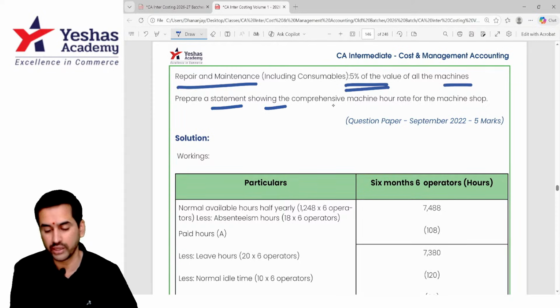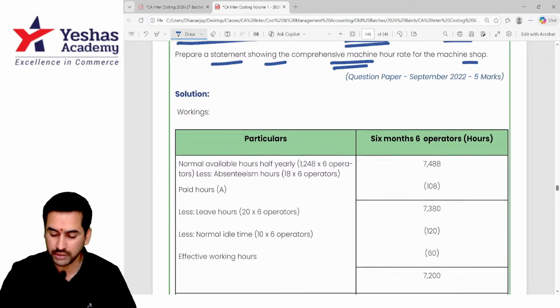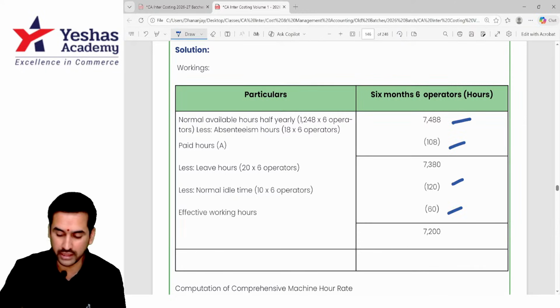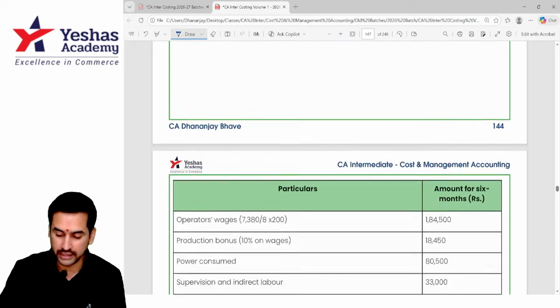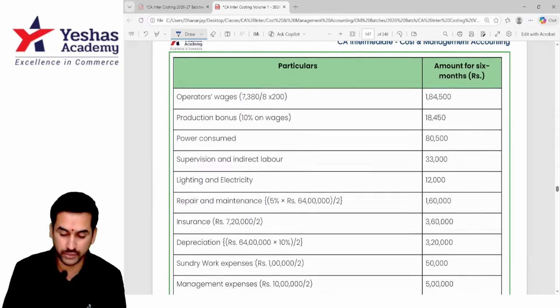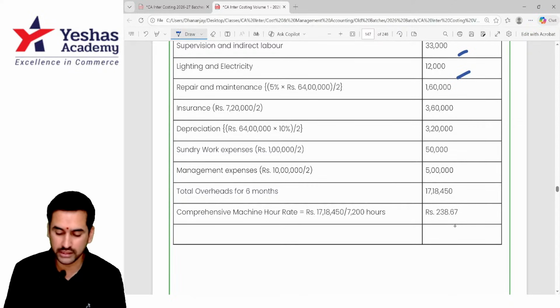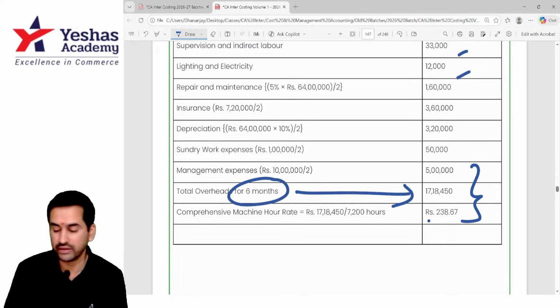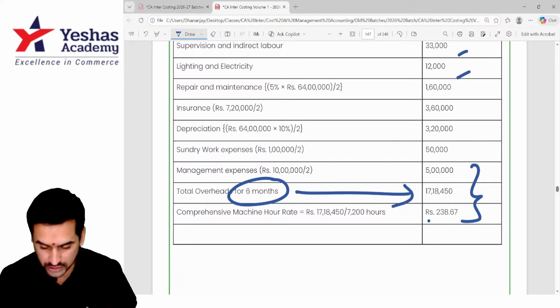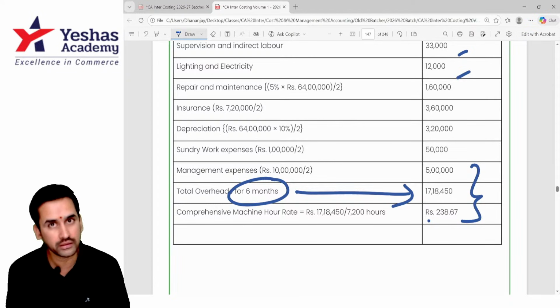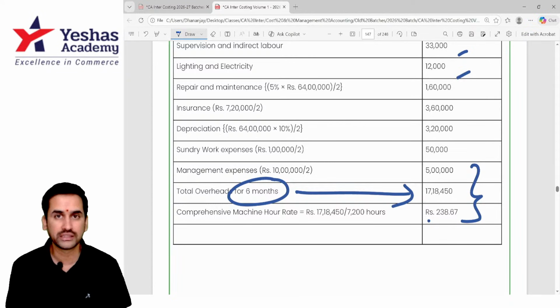Prepare a statement showing machine hour rate for the machine shop. Important point is this: how to calculate number of hours, and then operator's wage, production bonus, power, etc., etc. This total and other things. This part total, and they have done everything for 6 months. I told you this. Either you can do all calculation for full year or all calculations for 6 months.